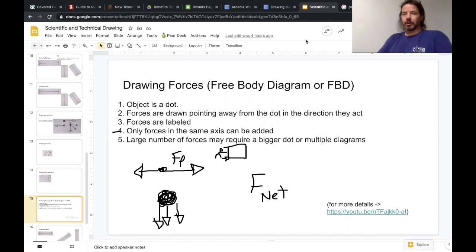Okay, that's a crash course on free body diagrams. You can watch this other video if you want more information. I will also be producing a shorter video that also captures the essentials of free body diagrams that you can watch separately.